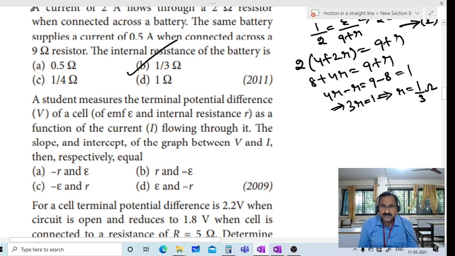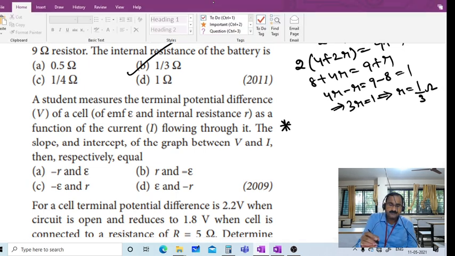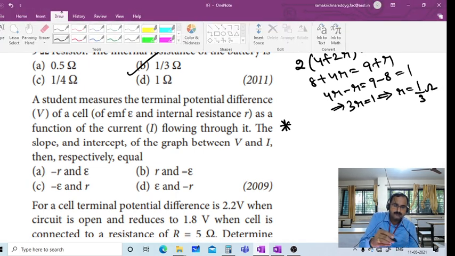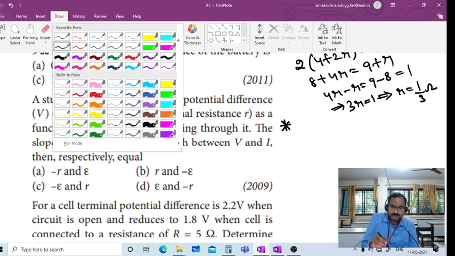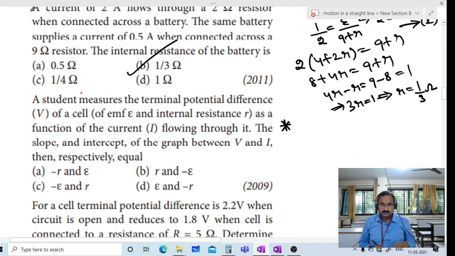Next, a student measures the terminal potential difference V of a cell as a function of current I flowing through it. The slope and intercept of the graph between V and I respectively, they are asking. Yes, we know that V is equal to E minus Ir only.